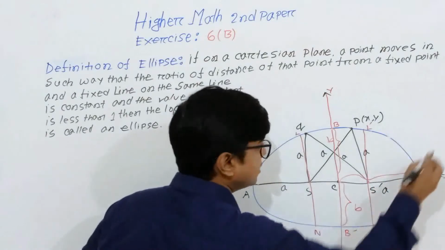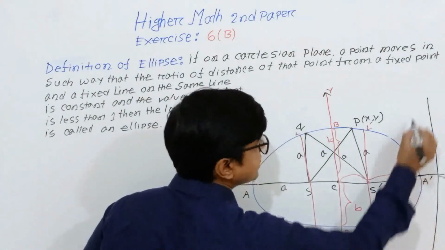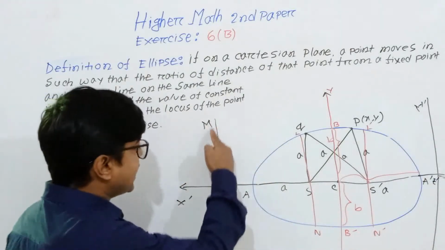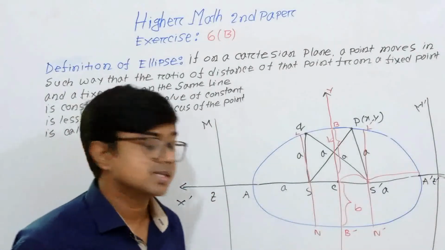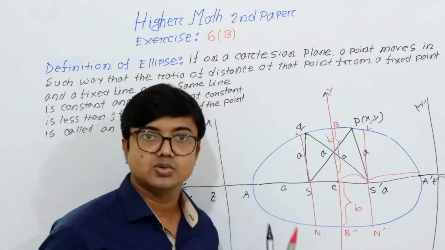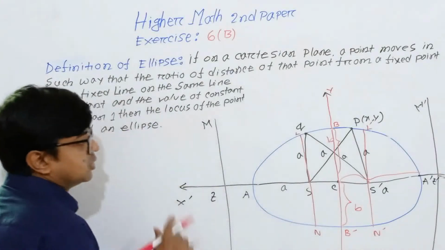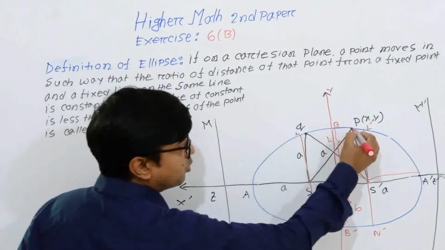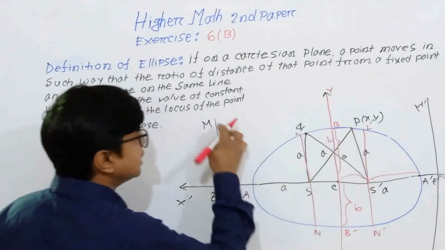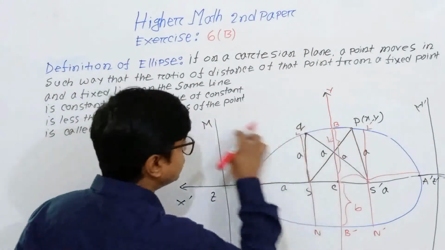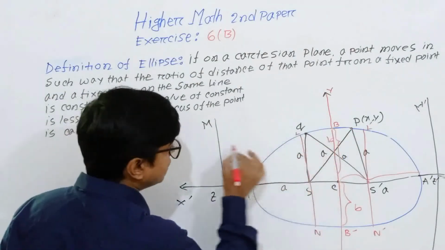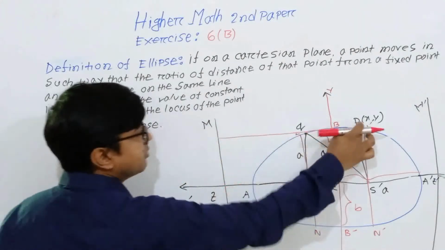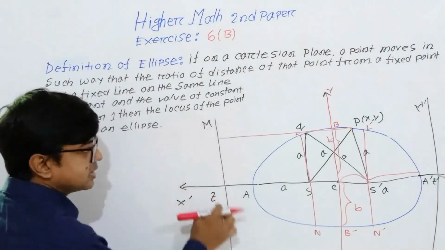We can draw another vertical line here. This is M prime Z prime. Now this is known as MZ, and M prime Z prime is known as the directrix. Now here we can draw another perpendicular from this point P on this directrix. This is the perpendicular. PM is the perpendicular on MZ.